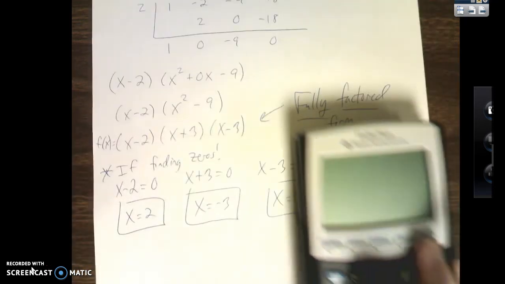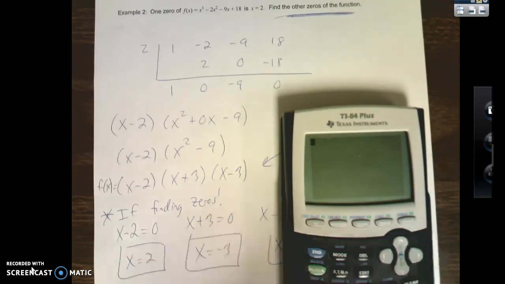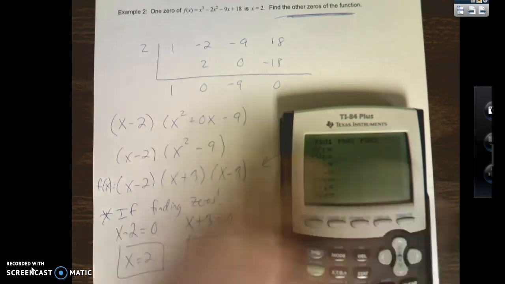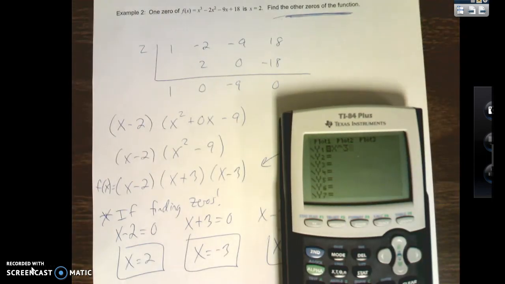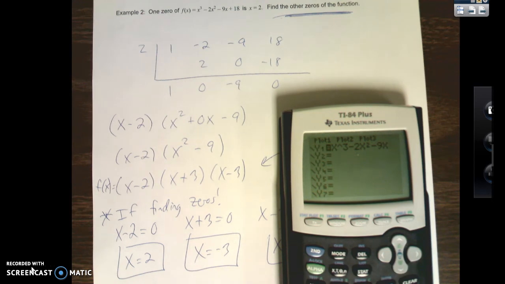Now, for those of you that like to see how all the inner workings kind of go together, here's a really fun little thing for you, because you guys get to use a graphing calculator. If I go to y equals and I type in my original problem, x to the third minus 2x squared minus 9x plus 18.